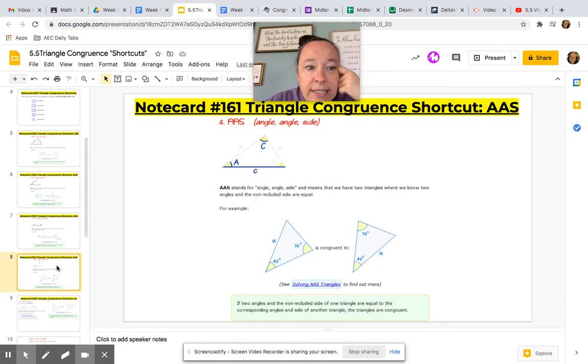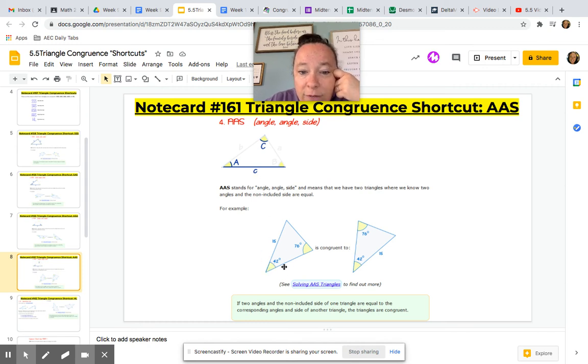All right, note card 161, we are looking at the 4th shortcut, angle, angle, side. So this one can get a little tricky because it's not an included side. So you've got an angle, and a side that is not included, okay? So in this figure, it could be this side A, or it could be this side C, okay? So right here it says angle, angle, side, which means that we have 2 triangles where we know 2 angles and one of the non-included sides.